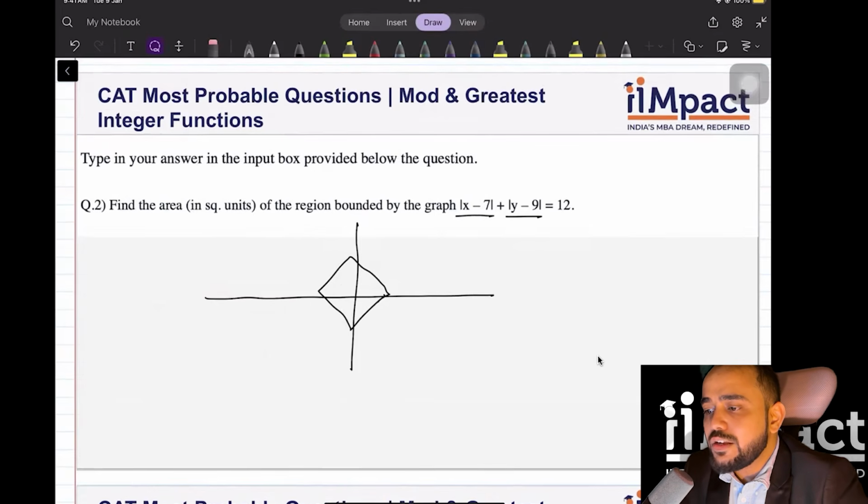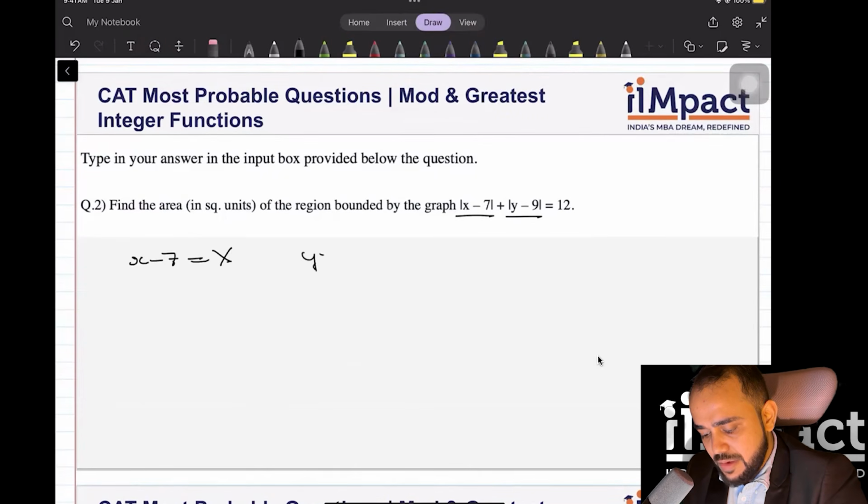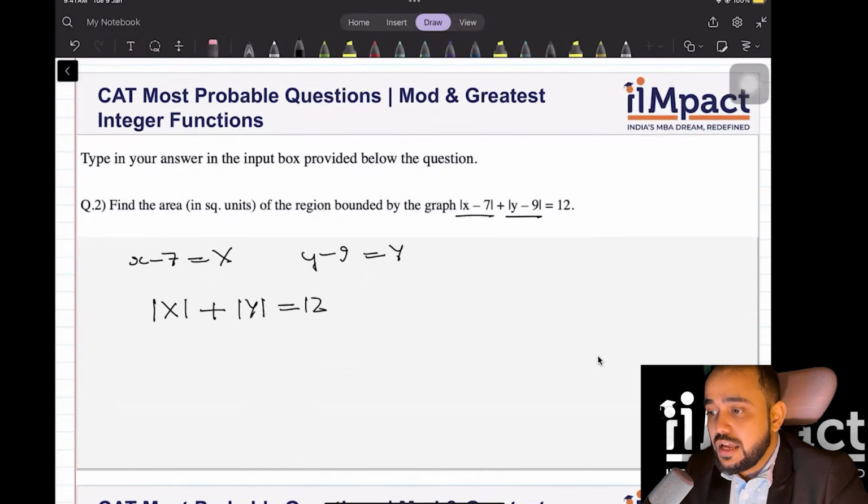So this is exactly what you should have done in this question, which would have been the best approach: you replace x minus 7 with capital X, you replace y minus 9 with capital Y, and you say that I want to deal with the question where I have mod of capital X plus mod of capital Y is equal to 12.